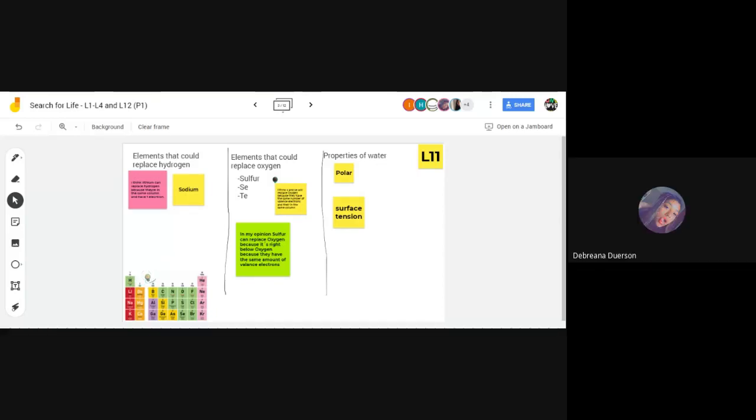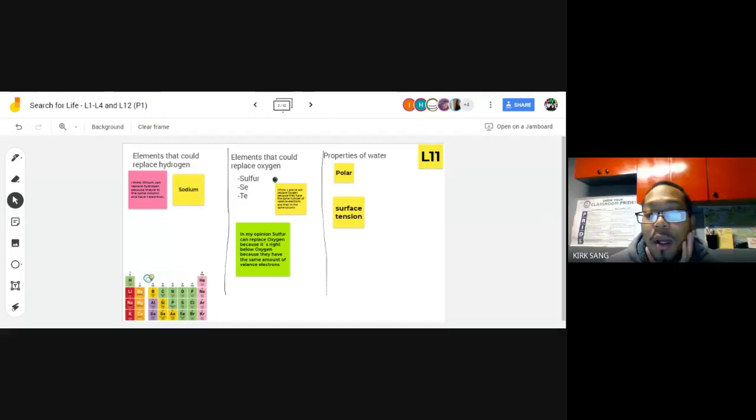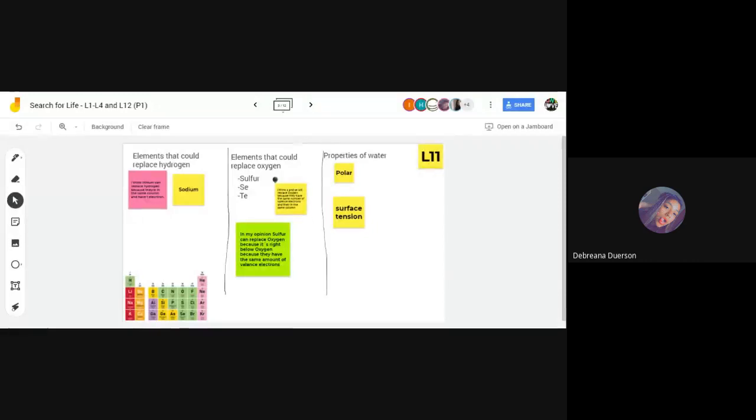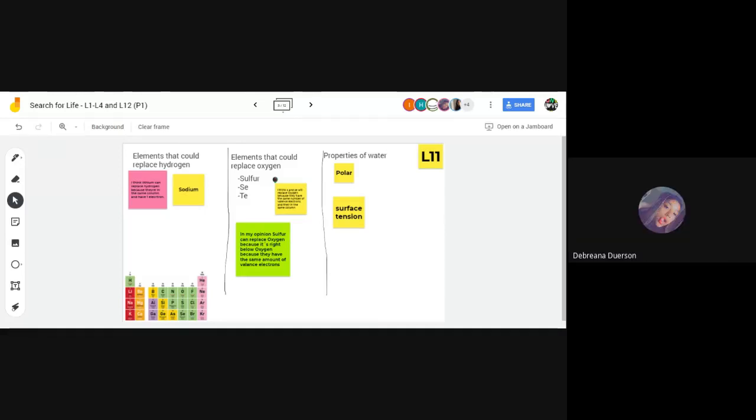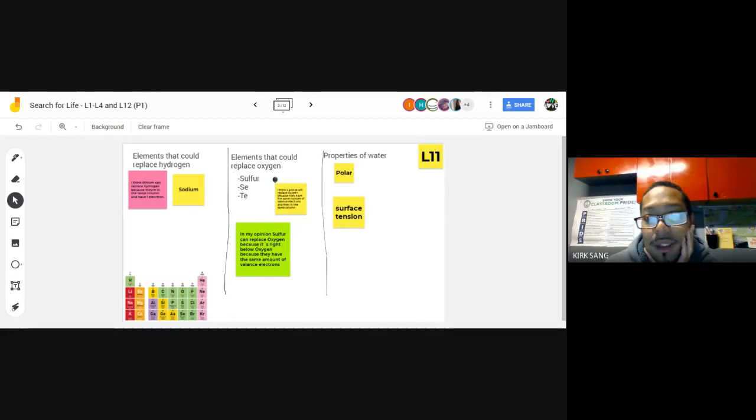I'm really not sure. All right, what are those properties? Let's answer that first. And what were the choices you had? We had polar and surface tension. Any others? No. Okay, so you guys chose polar and surface tension.